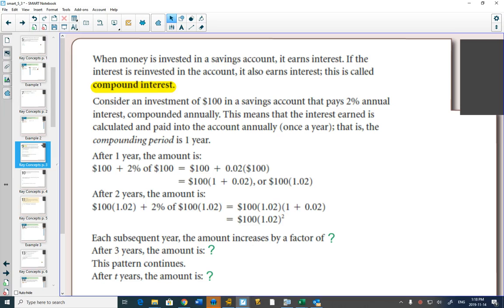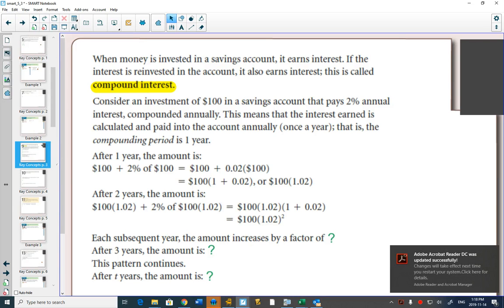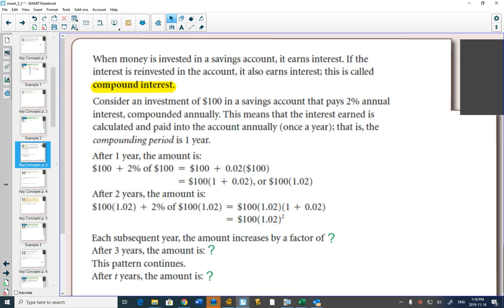If they would compound it semi-annually or twice a year, that means after 6 months, you would be able to get half of what you should get in a year. So 2% in a year would have been $2. After 6 months, they would give you $1. And you would have $101. And then after 6 months again, they would say, well, now that you have $101, 2% of $101 is $2.02.